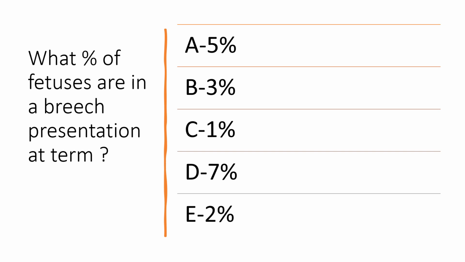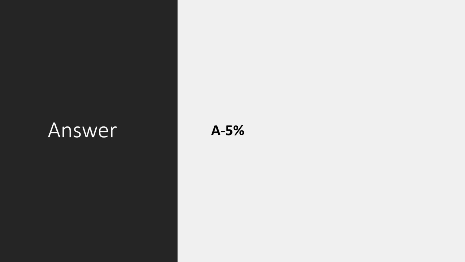So question number 1 is, what percentage of fetuses are in a breech presentation at term? Is it A, 5%, B, 3%, C, 1%, D, 7%, or is it E, 2%? And the answer is A, 5%.